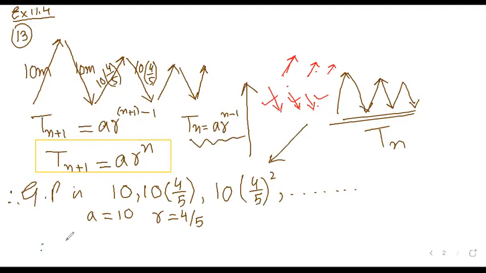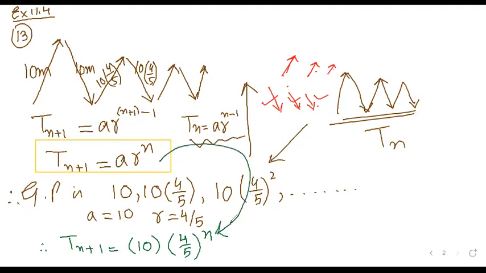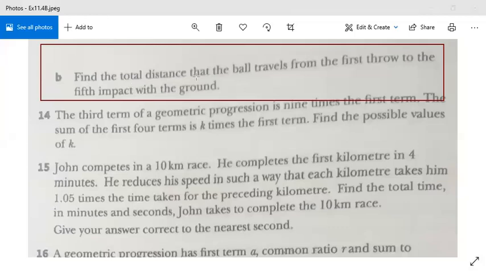Therefore, Tn plus 1 will be equal to a, r is 4 upon 5, whole power n. Okay, this is what we used, and this is the answer. We have to find the total distance in part B. We have to find the total distance that the ball travels from the first throw to the fifth impact with the ground.